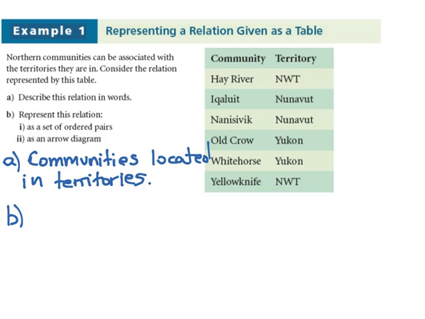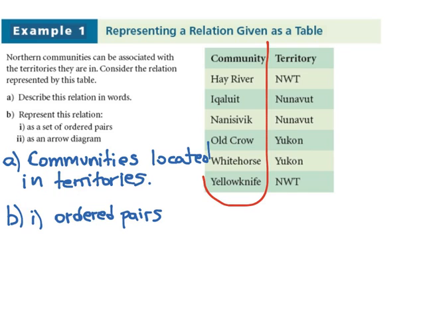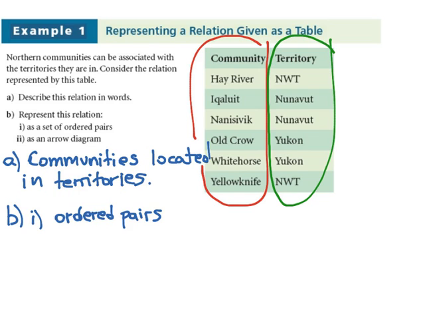In Part B, we'll represent this relation as a set of ordered pairs. An ordered pair associates the specific elements of one set to the specific elements of another. In this case, we have two sets. We have communities and we have territories. Notice that Hay River is located in Northwest Territory. That's an element, or an ordered pair.